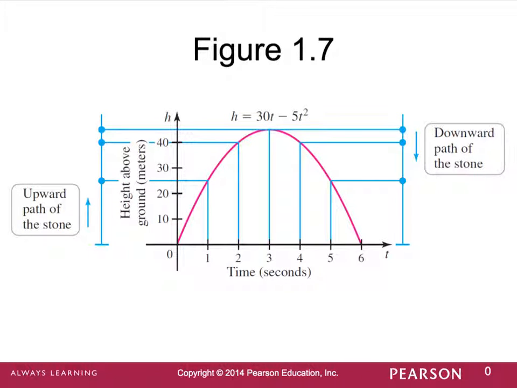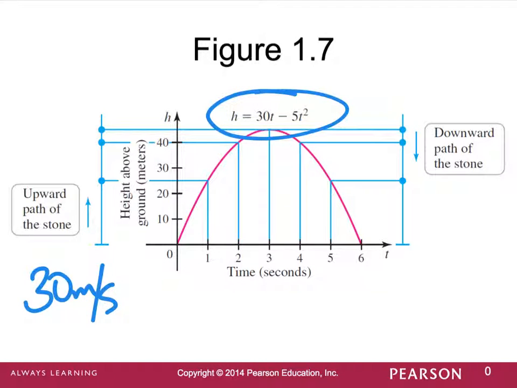Let's put this domain and range into context here for a moment. Let's say that at t equals 0, a stone is thrown vertically upward from the ground at a speed of 30 meters per second, and its height above the ground we can measure with this function of 30t minus 5t squared, in meters.